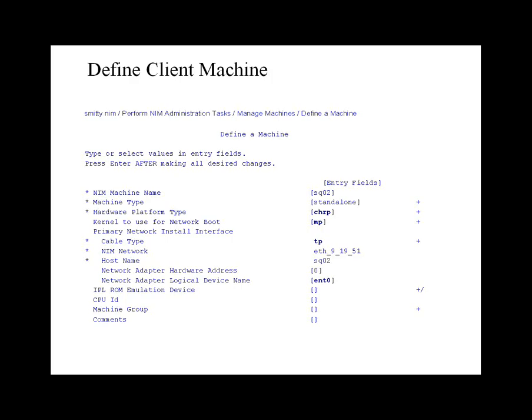Kernel to use for network boot. You probably won't see MP anymore. Well, you might be able to choose MP. By 6.1, we're strictly 64-bit. And 5.3 gave up the UP kernel. We never had a uniprocessor kernel in 5.3. So it's always MP or always 64. Probably 64 at this point. Cable type could be twisted pair, but when it's a virtual Ethernet adapter, I usually put NA in there. You can F4 and select that.